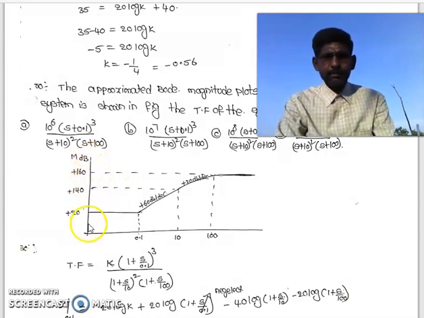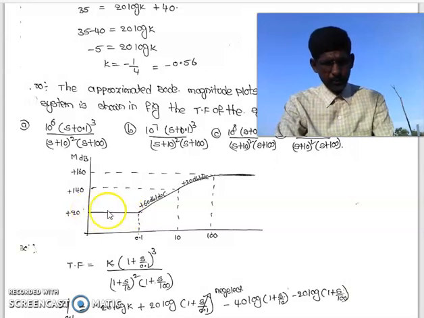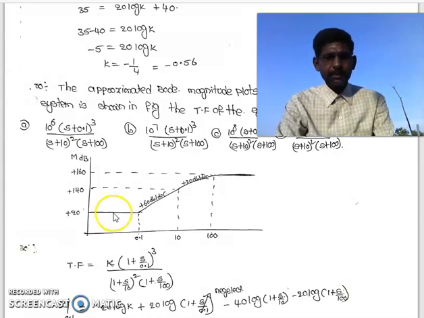This is the Bode magnitude plot. To find the corresponding transfer function for this magnitude Bode plot, first we need to observe what the initial slope is. What is the slope here? 0 dB per decade. Whenever we have 0 dB per decade, we can say that in the transfer function we do not have any pole or zero at the origin.